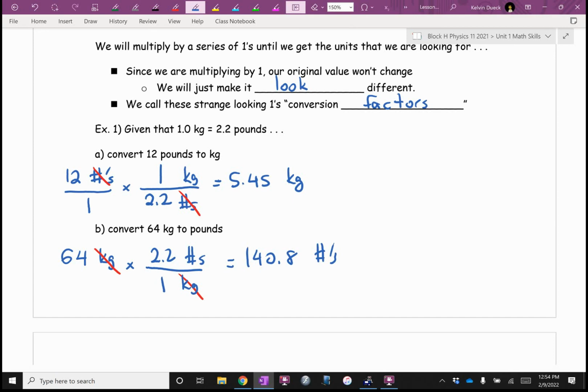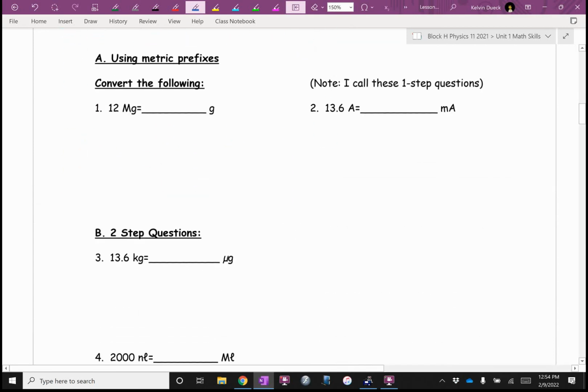This also works with your metric prefix system. So if we're using the metric prefixes, do you need to memorize the metric prefixes? No, they're on your green sheet. I call these one-step questions because we're either getting rid of a prefix or bringing in a prefix. So convert 12, what's capital M and abbrev for? Megagrams to grams.